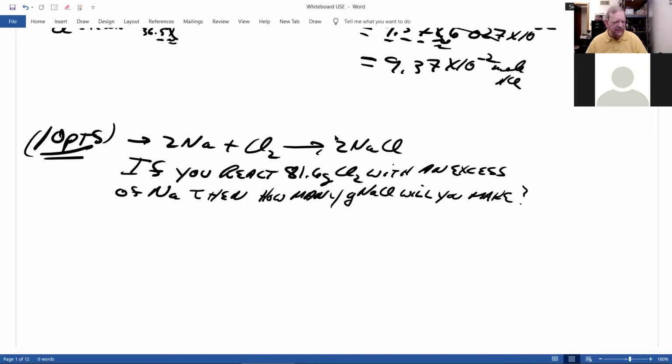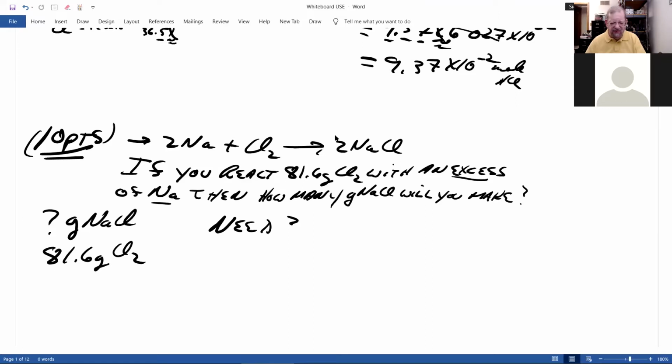Time's up. What are we being asked to find? Grams of sodium chloride. What are we given? Grams of chlorine gas, Cl2. Whenever you see an excess of something, you ignore it. That means you got enough of that to react with anything it could react with. Now, there is no relationship in chemistry where I can go in one step directly from grams of one compound to grams of another. There is none. What you need is 3 steps.